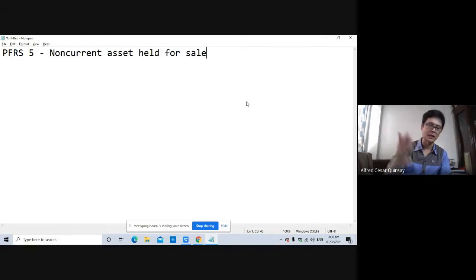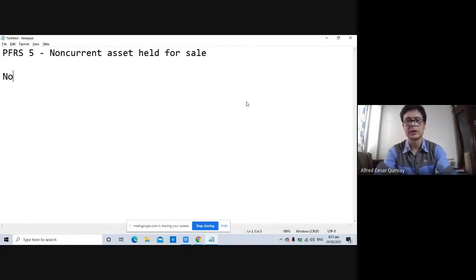Saan ba siya inilalagay? Sa current asset o dun sa non-current asset? Kasi ibebenta siya within 1 year. So, hindi ba siya ilalagay dun sa current asset? No? So, mga ganun. To know the recognition of a non-current asset that ceases to be classified as held for sale. Okay, so ano ba itong non-current asset?